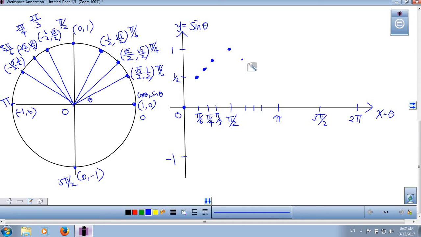So the values will go ahead and come back down. It will be the same values as we have previously graphed, and at pi it will go back to 0. I know this doesn't look too good here. Let me go ahead and try to make it a little more accurate.